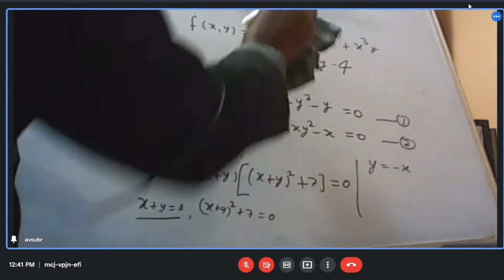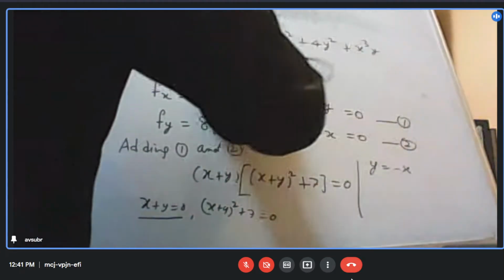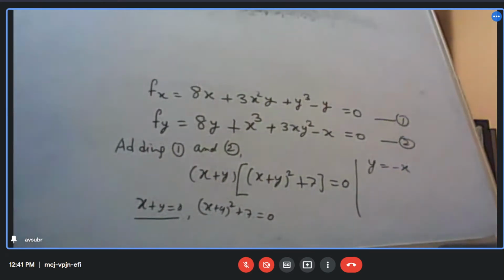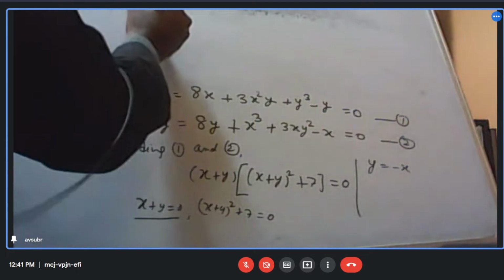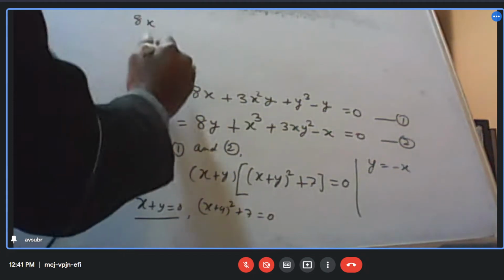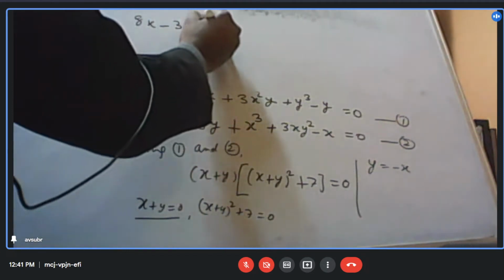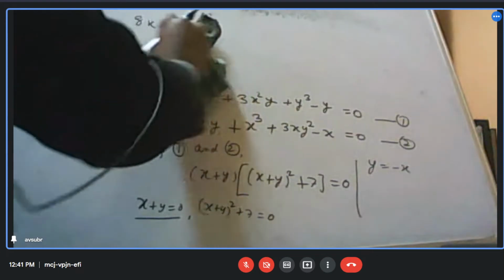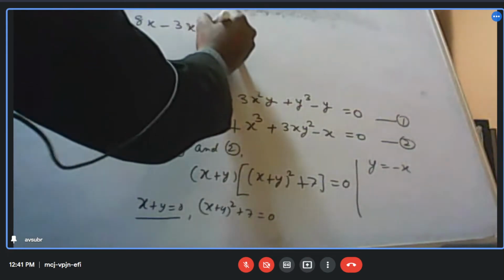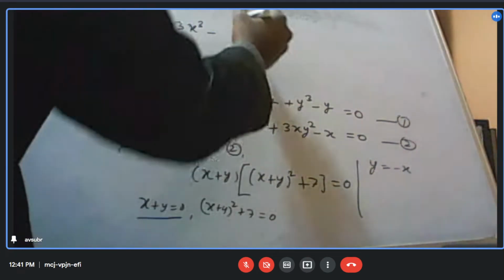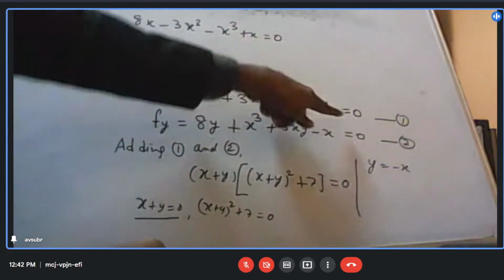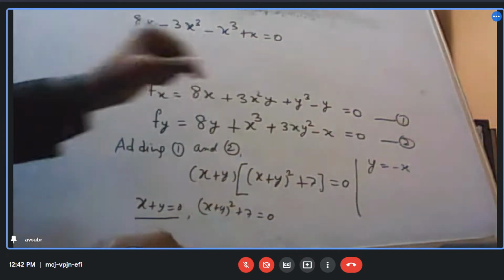Now, in order to find out the points, let us put back this value in any of these equations, equation 1 or equation 2. So let us put it in equation 1: 8x minus 3x square, sorry, 3x cube, minus x cube plus x equal to 6. What I have done is put this in this equation; I can put it in any of these equations.